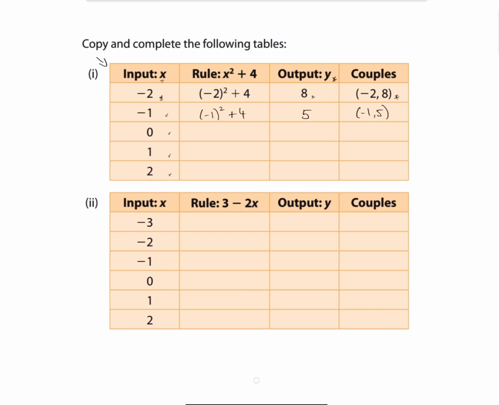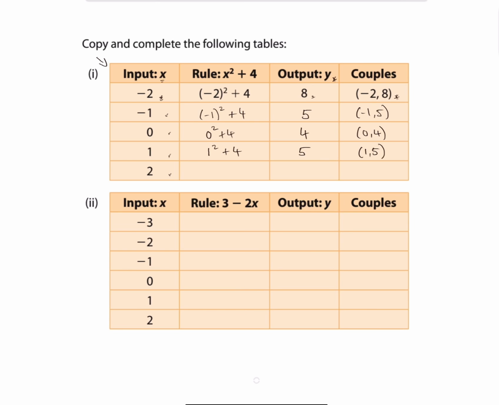Okay, hopefully you've gotten through those okay. I'll fly through them now real quick in the video. 0 squared plus 4, 0 by 0 is 0, so it's just 4. So we got 0 and 4. And then this one here, 1 squared plus 4. 1 multiplied by 1 is 1. So 1 plus 4 is 5. So you can see here, when you put in -1, you get 5, and when you put in 1, you get 5. You'll realize why that's important in about a week or two.